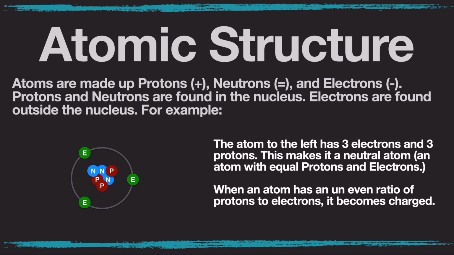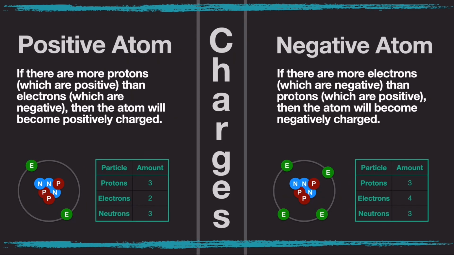When an atom has an uneven ratio of protons to electrons, it becomes charged, either positively charged or negatively charged. Here is an example of a positive atom. So if there were more protons, which are positive, than electrons, which are negative, then the atom will become positively charged. So you see here we have 3 protons, 2 electrons, and 3 neutrons, which means it is a positively charged atom. And on the right here, we have a negatively charged atom. So if there were more electrons, which are negative, than protons, which are positive, then the atom will become negatively charged. And see here we have 4 electrons and 3 protons.